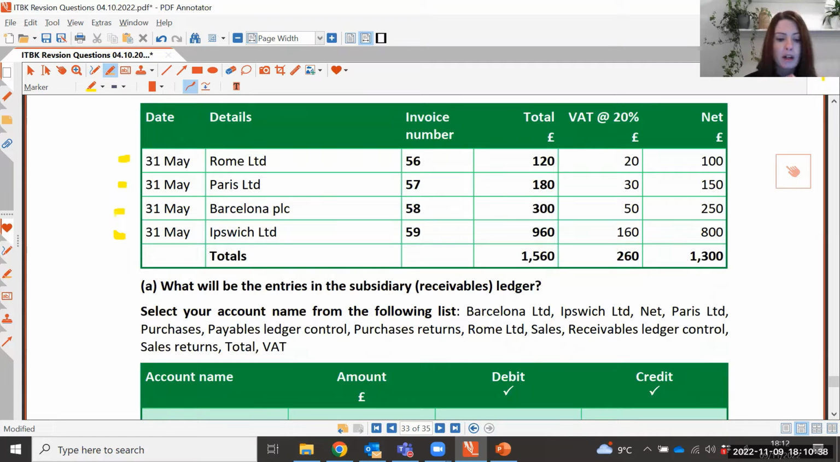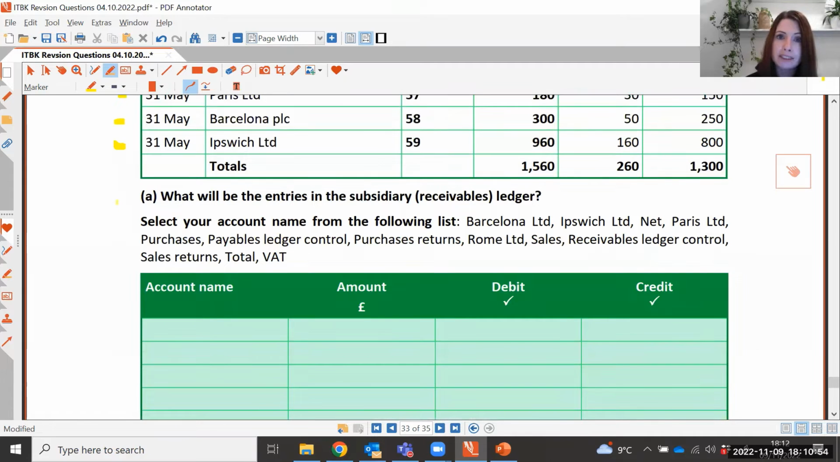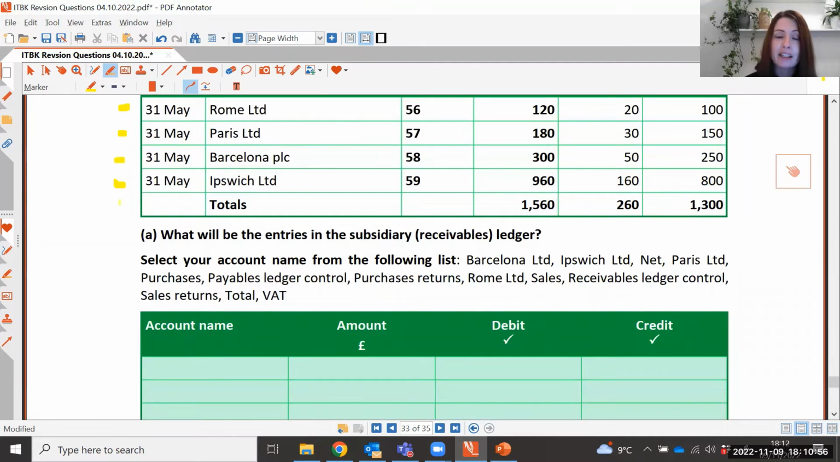And then we've got what each credit customer owes us, and then we've got the total amounts as well. So part A, it says what will be the entries in the subsidiary ledger, in the receivables ledger. So remember what our receivables ledger is. It contains a list of all our individual credit customers.